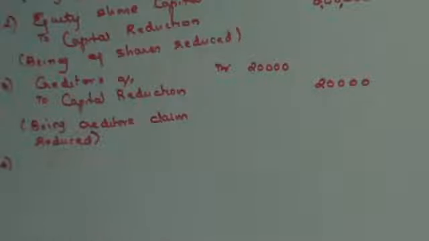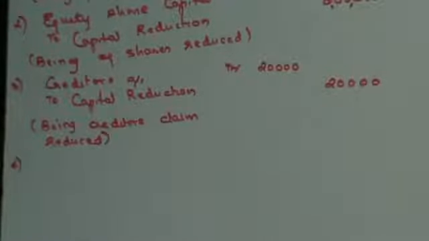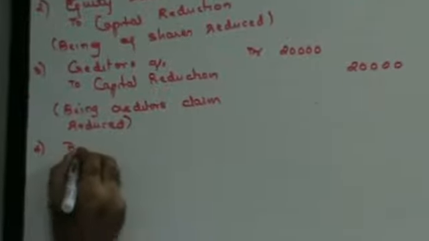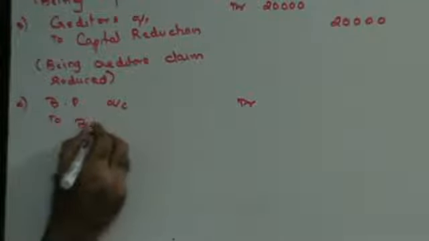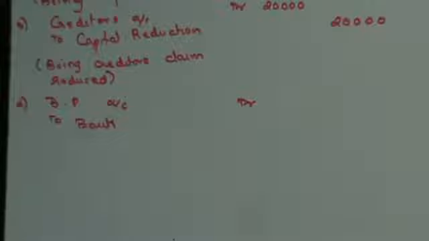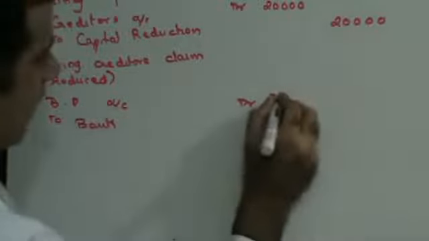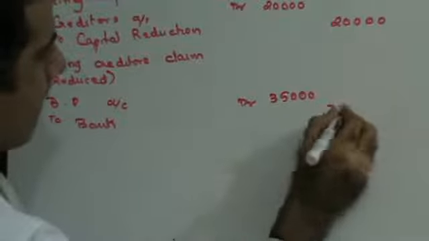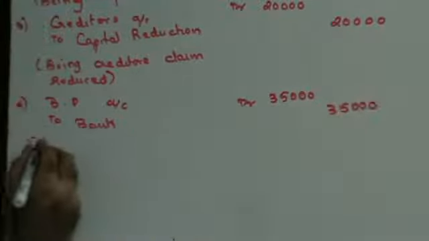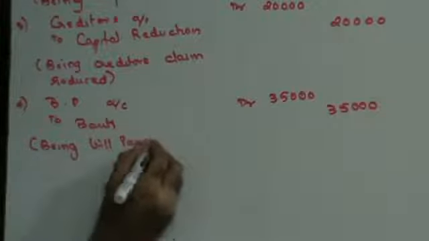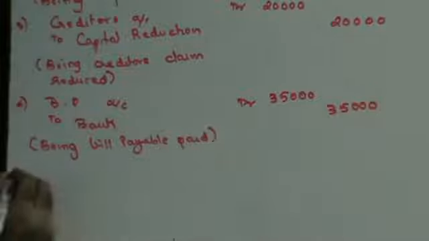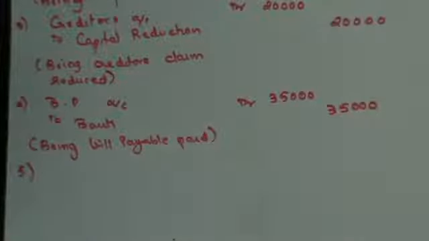And the fourth one they are saying is bills payable are to be paid off immediately. Paid. Money is going out. Right? Debit the receiver. Bills payable account debit to bank. So this is your bills payable being paid off immediately. Amount is 35,000. Being bills payable paid. Right? Next, we are doing the B adjustment now.